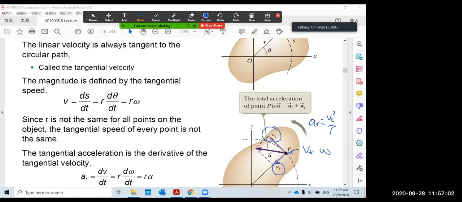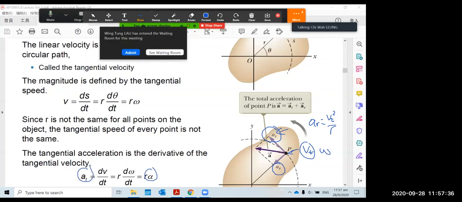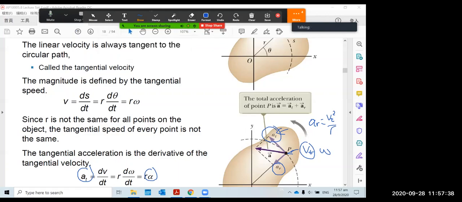At the same time, if the particles are rotating faster and faster, that means the particle is not kept to move with the same speed, they are moving faster and faster. So for the particle to move faster and faster along the tangential direction, there should be a tangential acceleration. This tangential acceleration is related to the angular acceleration by the equation here. So that is a very tricky point, actually.